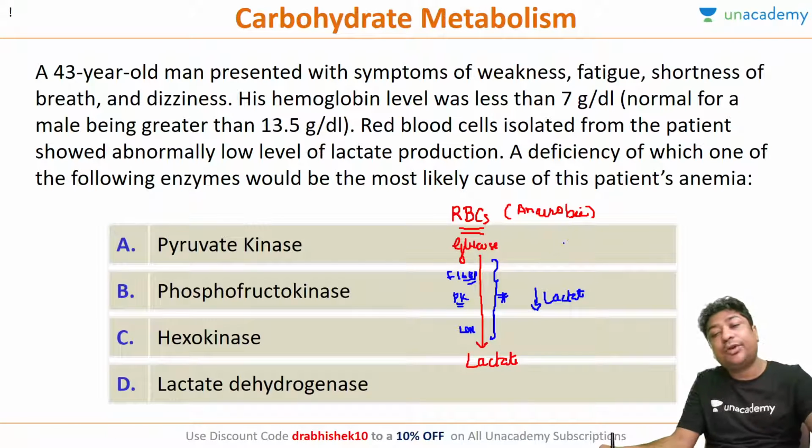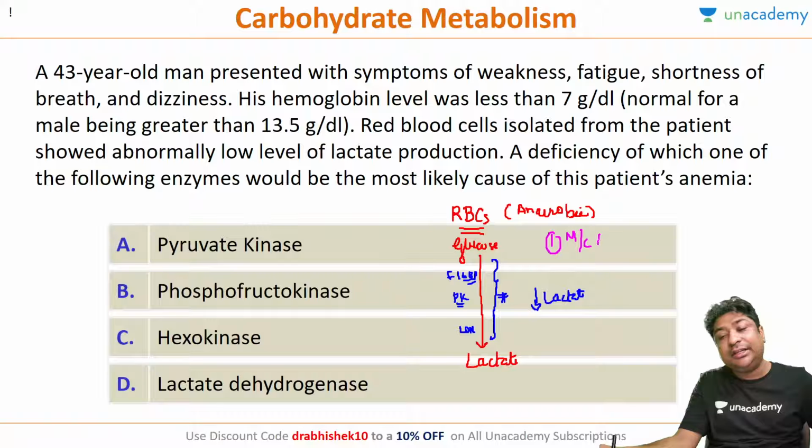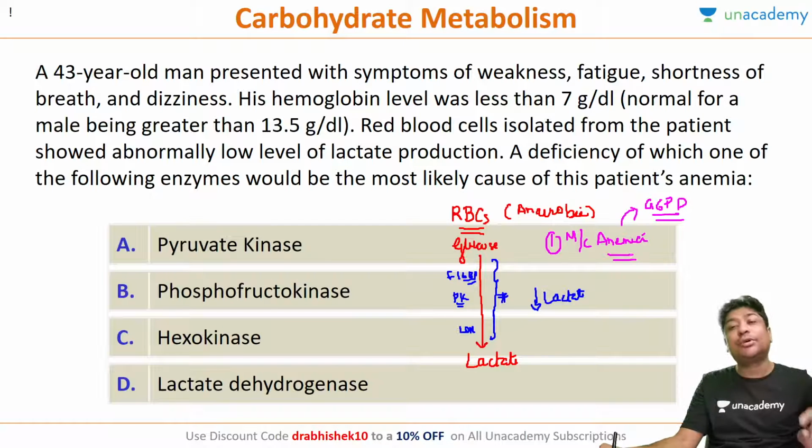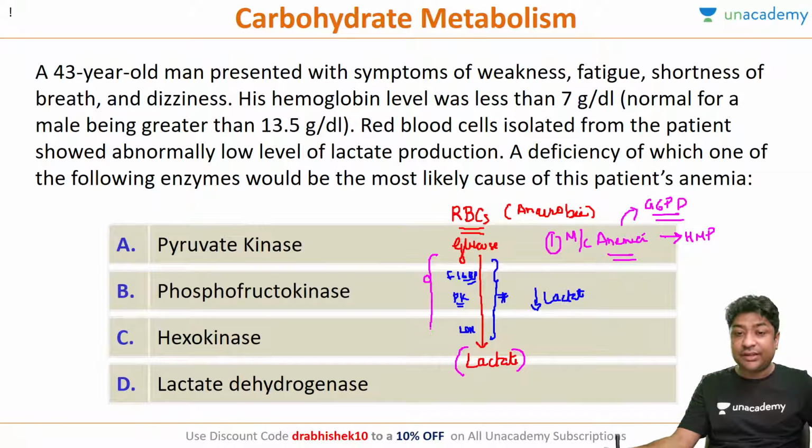The second important concept which I want you to remember: what is the most common metabolic cause of anemia, or what is the most common enzyme defect which causes anemia? The correct answer is glucose 6 phosphate dehydrogenase. G6PD deficiency is one of the most common causes of hemolytic anemia in patients. But definitely it is for your hexose monophosphate shunt. In that case, the lactate level will not be decreased. So we are looking at any enzyme which is defective in the entire glycolysis.